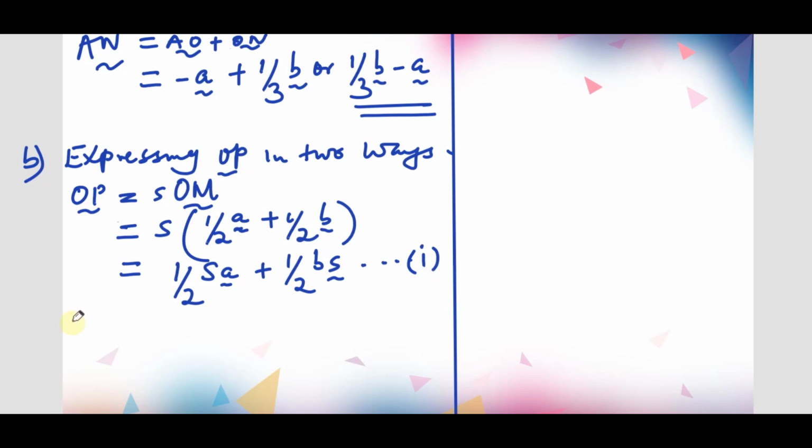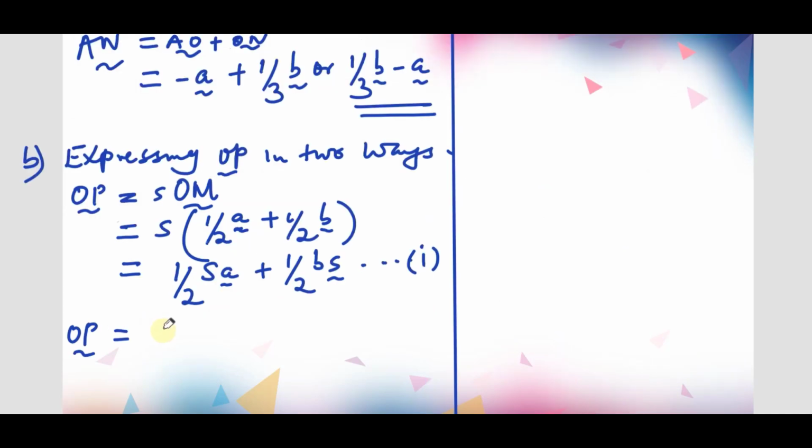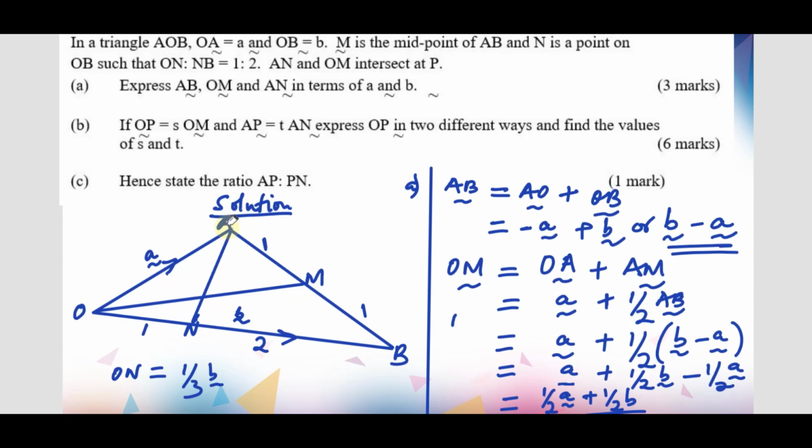Now the second expression of OP. The one that you're going to use is AP equals TAN. So you must express it in such a way that we use this, and the only way we can do this is by OP being given by OA plus AP. Let's go back to the diagram. P is the intersection, this intersection is what we refer to as P. So if you want to get OP, from O to P, we can pass through this route, OA plus AP.